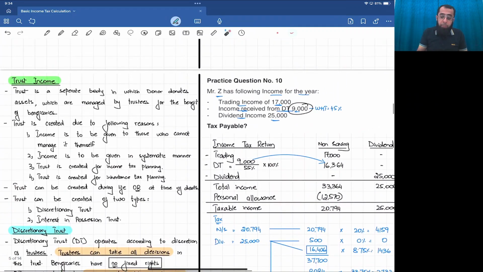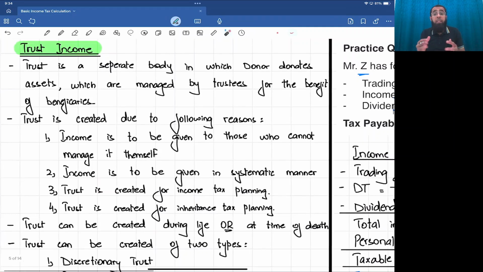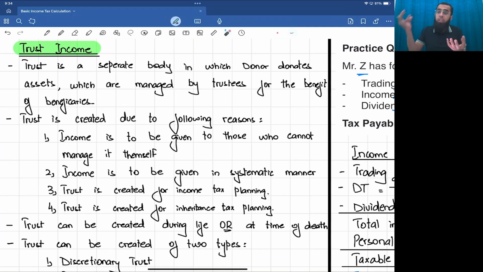We looked at the concept of trust: a trust is a separate entity, a separate body in which the donor gives the assets. Those assets are managed by the trustees and the benefit is given to the beneficiaries. We looked at the reasons for creating a trust. We want to give income to those who cannot manage it, like small children, some old age people, or any social entity which cannot manage that source of income itself. So that's why we appoint a board of trustees to manage it. We looked at all of these reasons in detail in the previous class.